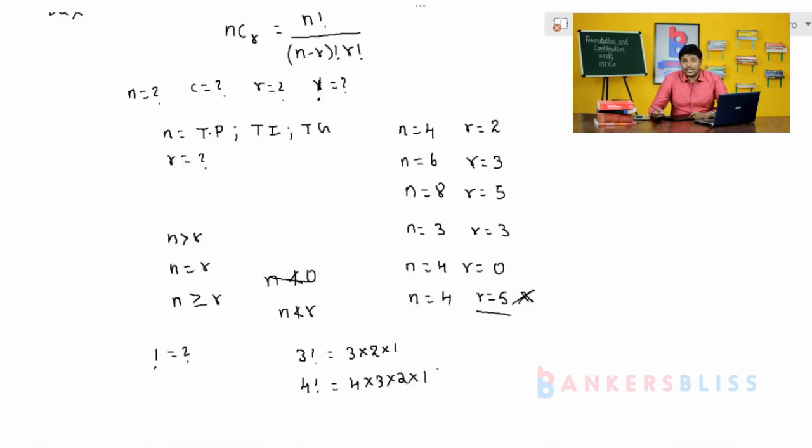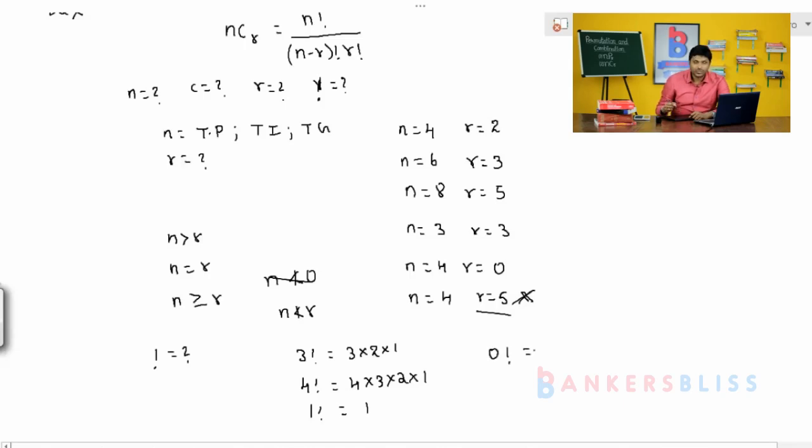That is called factorial. So what is the value of 1 factorial then? 1 factorial is also 1. And what is the value of 0 factorial? Always remember, the value of 0 factorial is also 1. It's very important. 0 factorial is not 0, 0 factorial is 1.